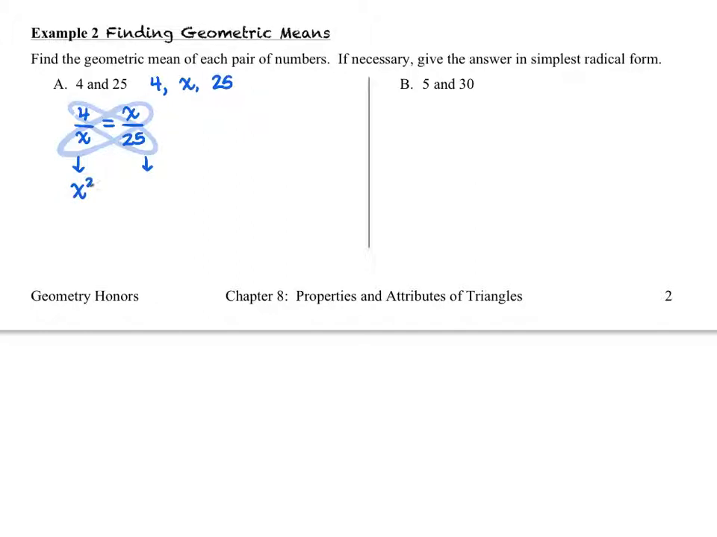Okay, we end up with x squared is equal to 4 times 25, which we know has the product of 100. We take the square root of both sides and we end up with, of course, x is equal to plus or minus 10.